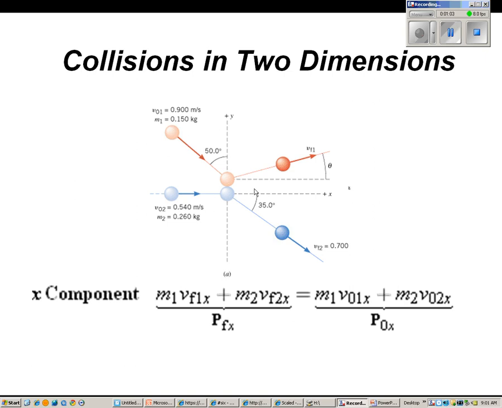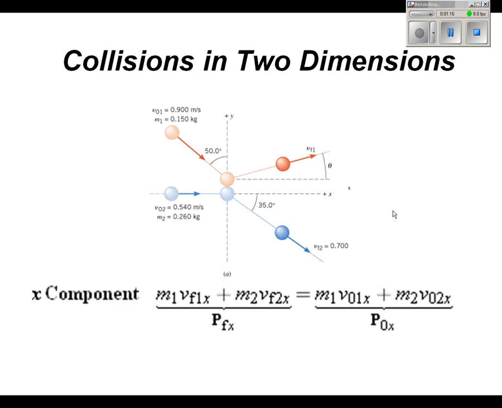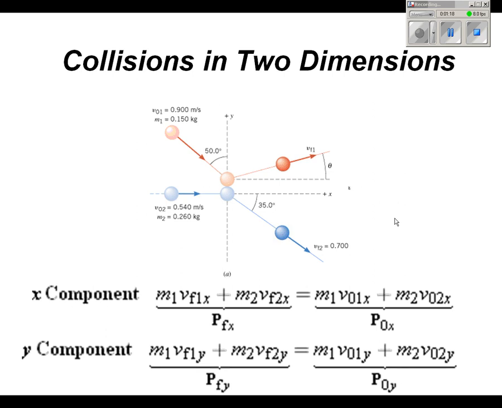So what you're doing here is, v1 final x is this component right along this line, and v final in the y direction is this component along this line, and that's what we're going to look at next. Next are the y components. It's the exact same thing. We're just looking at the velocities in the y direction.